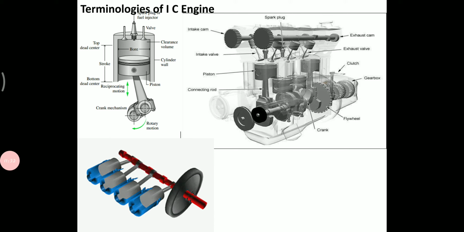Okay, terminologies I already explained. What is stroke? What is bore? What is reciprocating? What is rotary motion? I already explained in a previous slide. Stroke is nothing but the distance between the top dead center and the bottom dead center. The bore is the maximum diameter of the cylinder. Reciprocating motion is provided by the piston, whereas the rotary motion is provided by the crank mechanism.